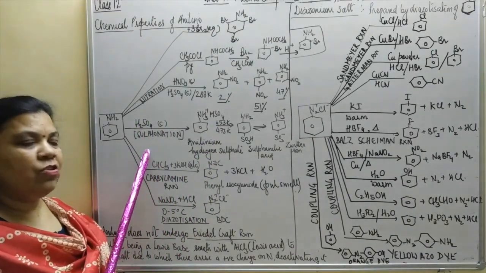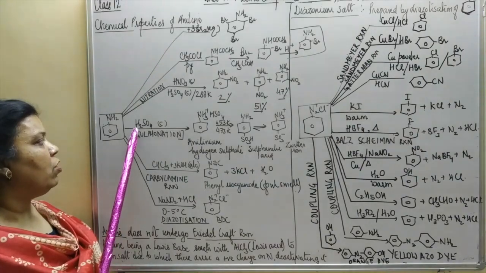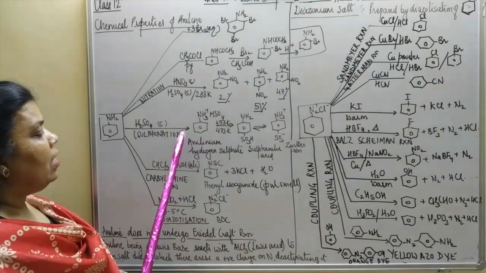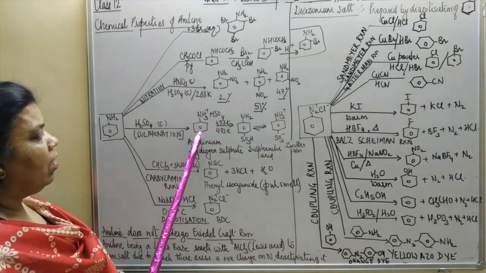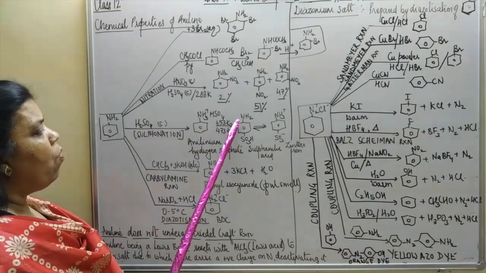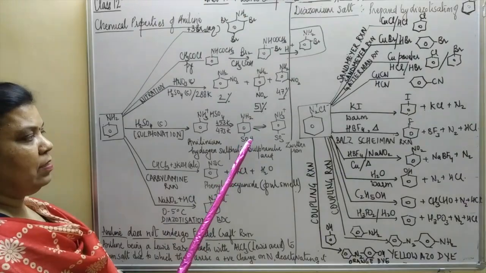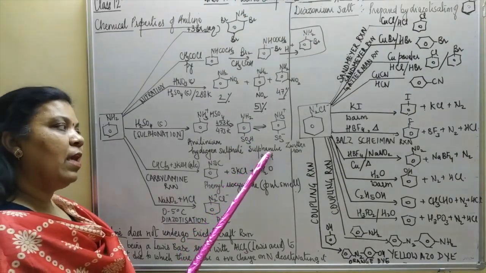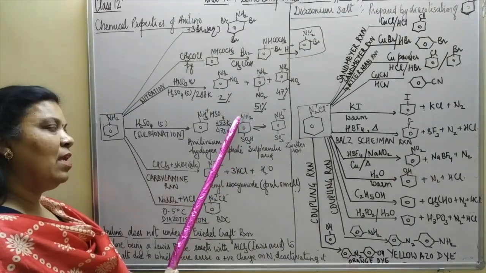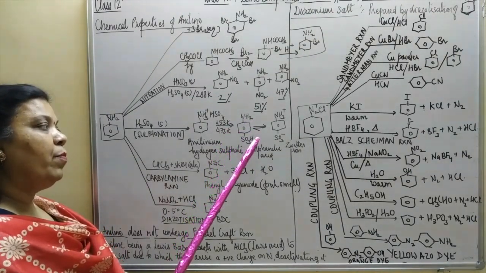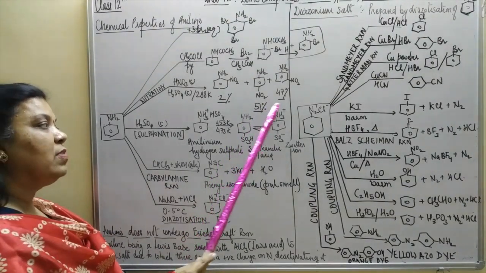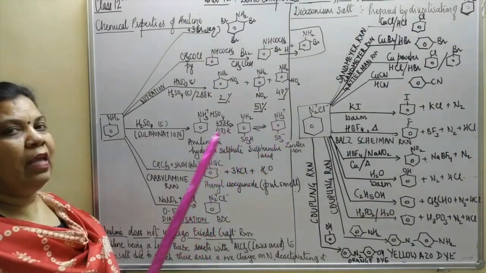The next is sulfonation. Sulfonation is done by treatment of aniline with concentrated sulfuric acid so that it forms anilinium hydrogen sulfate, which further on rearrangement will form 4-aminobenzene sulfonic acid, commonly called sulfanilic acid. And since it has both groups, acidic as well as basic, there will be transfer of a proton from SO3H to NH2 so that it forms a zwitter ion of sulfanilic acid.